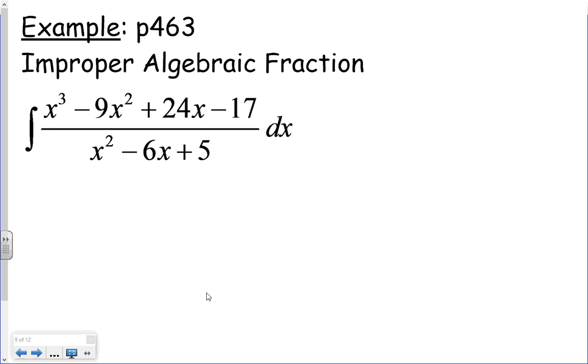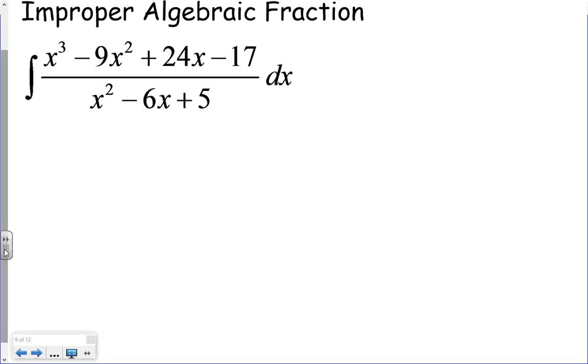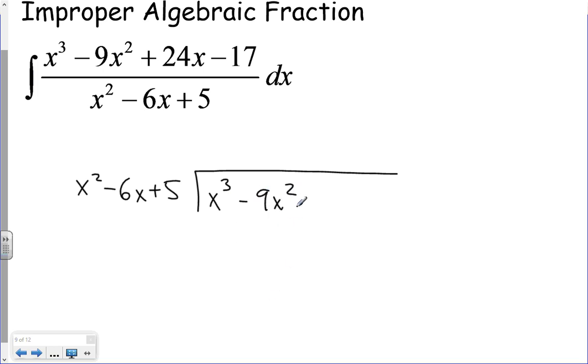All right, so the first thing we want to do is actually simplify this, and we're going to use long division to do that. So let's refresh our memory here a little bit about long division for polynomials. To divide these, I take the denominator. I'm going to write that as x squared minus 6x plus 5. And I'm going to divide that into the numerator, which is the x cubed minus the 9x squared plus 24x minus 17.